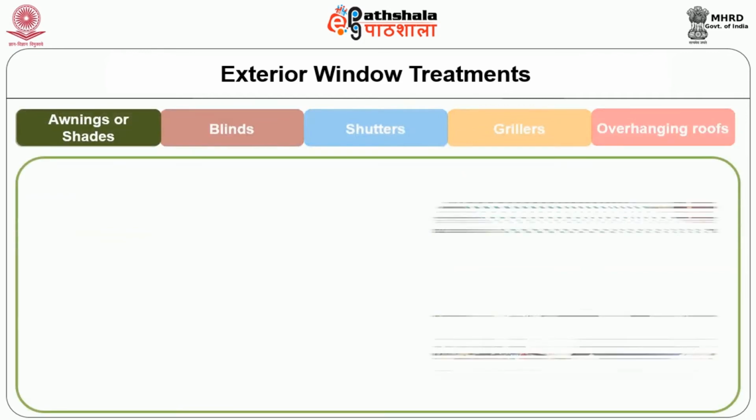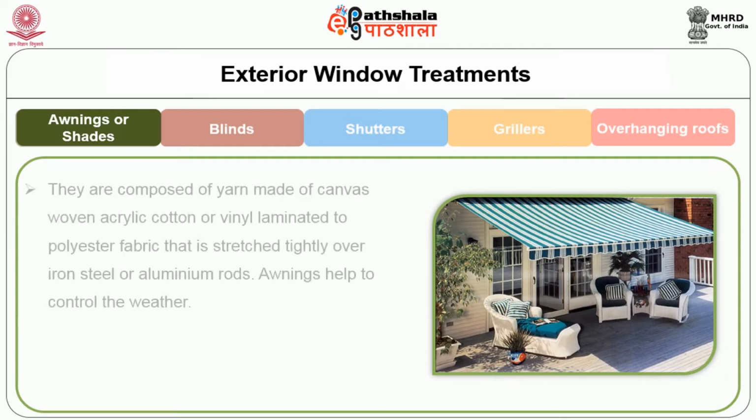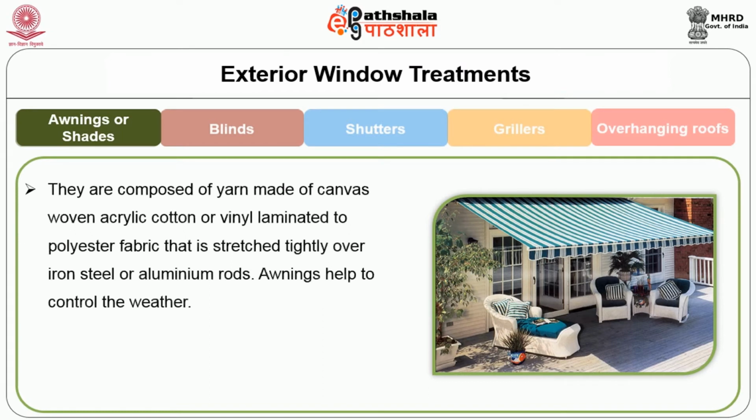What are awnings or shades? An awning or an overhang is a covering attached to the exterior window of a house to protect from rain, sun and wind. They are composed of yarn made of canvas, woven acrylic, cotton or vinyl laminated to a polyester fabric that is stretched tightly over iron, steel or aluminum rods. Awnings help to control the weather. They provide shade, comfort and protection to the house.